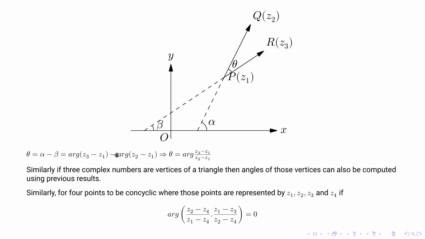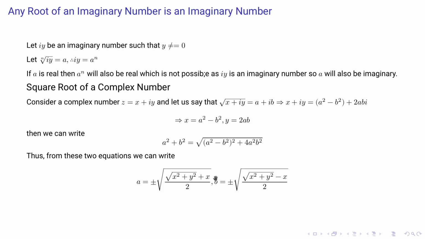So similarly, if these three complex numbers are vertices of a triangle, then those vertices you can compute, right? Now, for concyclic quadrilaterals, there will be 4 points, Z1, Z2, Z3, and Z4. Similarly, you can examine and verify that argument of (Z1 minus Z2) by (Z1 minus Z4) into (Z1 minus Z3) by (Z2 minus Z4) has to be 0 for the quadrilateral to be concyclic. So this again has been left for you as an exercise.